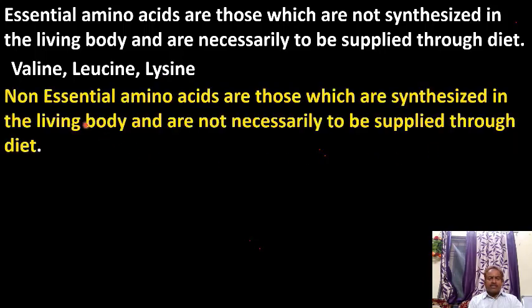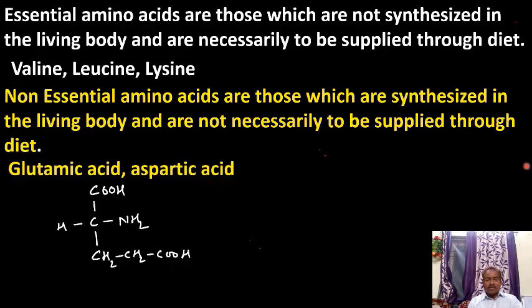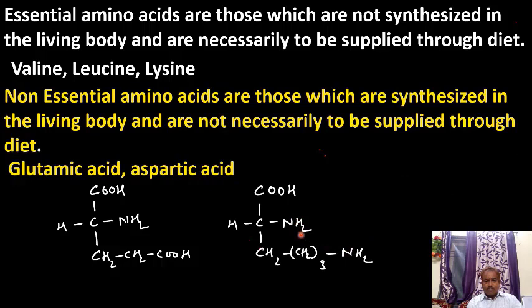On the other hand, non-essential amino acids are those which are synthesized in the living body and are not necessarily to be supplied through diet. That means these amino acids are synthesized, they are obtained in the body itself. For example, glutamic acid and aspartic acid. Glutamic acid and aspartic acid are non-essential amino acids. So here, this is glutamic acid. This is aspartic acid. So this is the R.